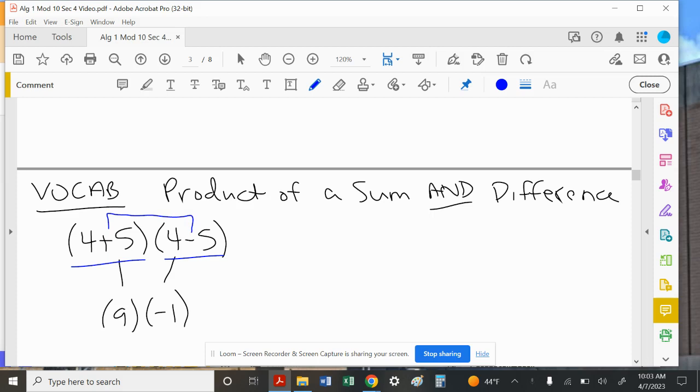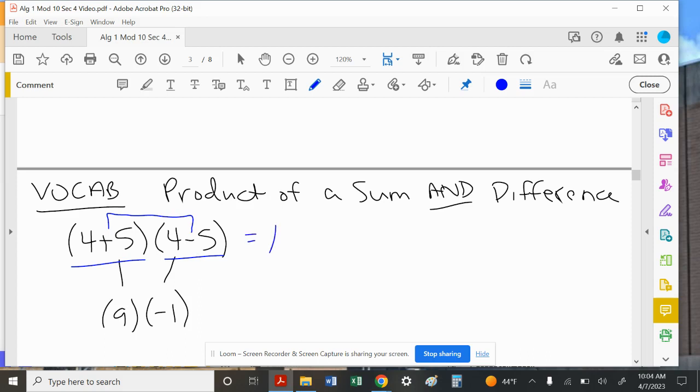So I can't have 4 plus 6 times 4 minus 5 or anything like that, okay? They both have to be the same. I could have 4x plus 5 and 4x minus 5, again, as long as the only difference is between the plus and the minus. Okay, so now we're going to go ahead and FOIL this.